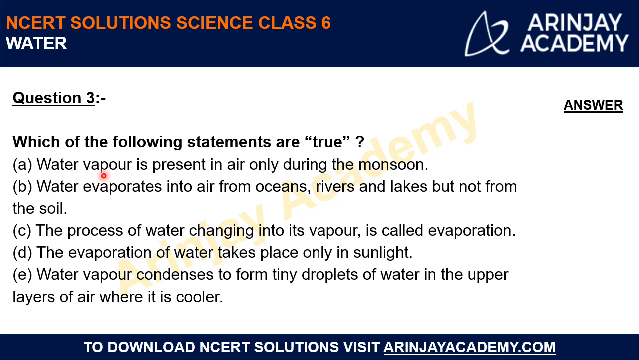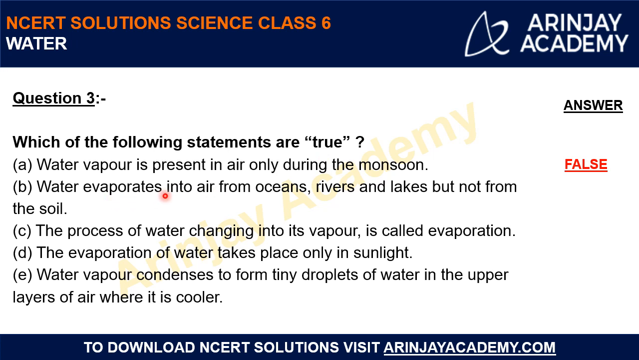Starting with the first, water vapor is present in air only during the monsoon. Are the water vapors present in air only during the time of monsoon? No, we know that all across the year water vapor is present in air, and what we call humidity is not specifically due to monsoon. It is present in the air in all the seasons. So this is false.